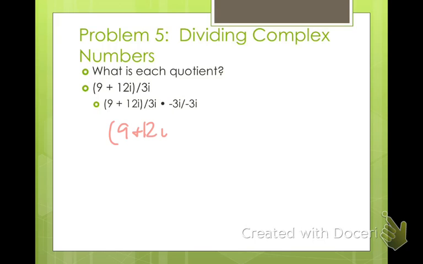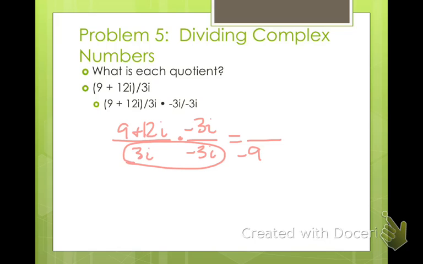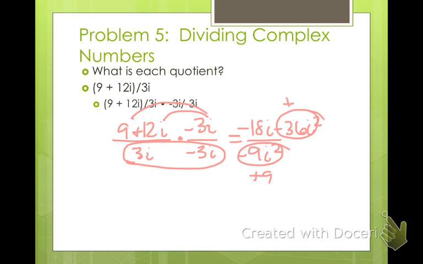9 plus 12i over 3i. We're going to multiply that times negative 3i over negative 3i, which means we're multiplying by 1, so we're just changing the form. Because when we multiply the bottom, we get negative 9i squared, which becomes positive 9. And then in the top, we multiply here and here, so we have negative 18i minus 36i squared. That becomes plus 36.